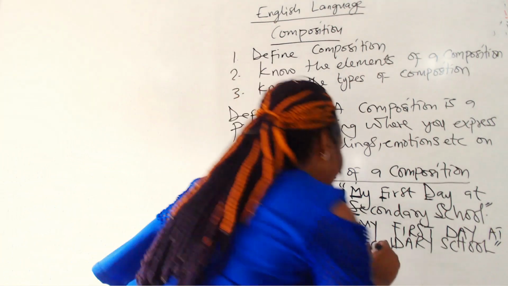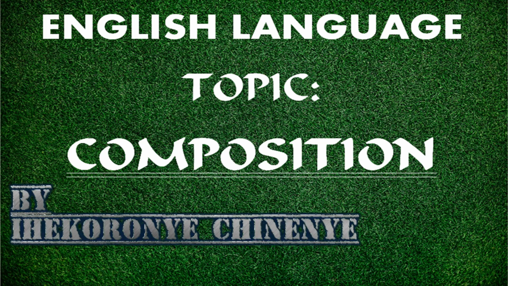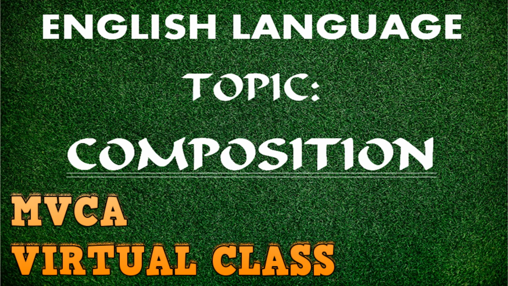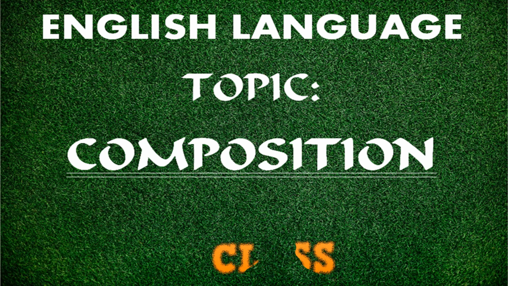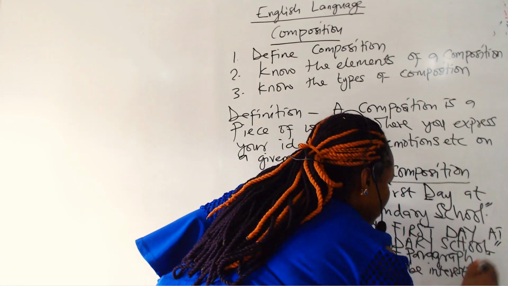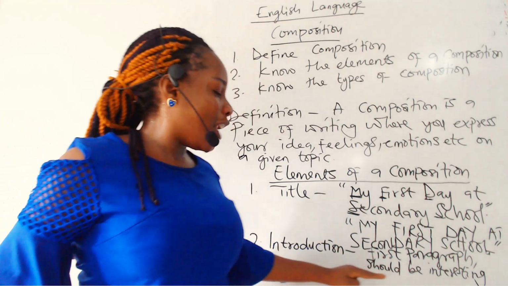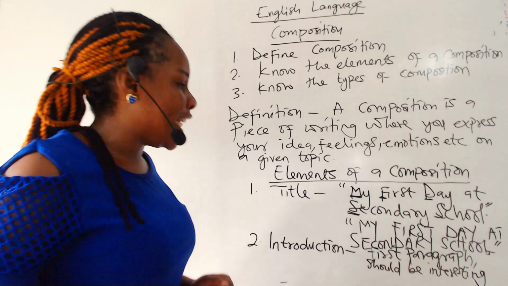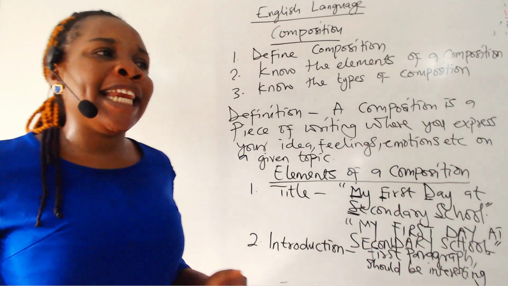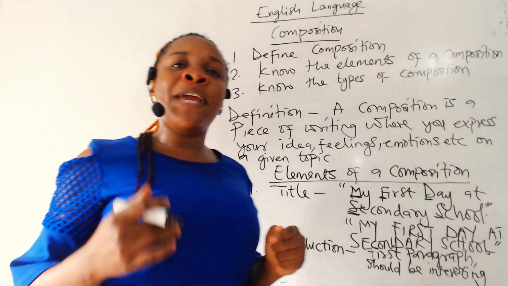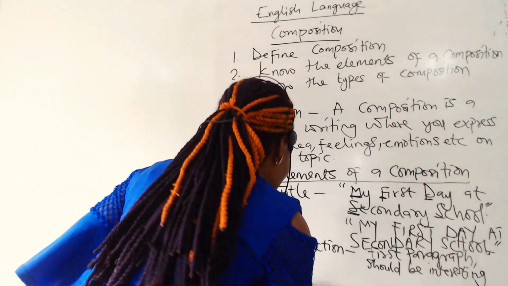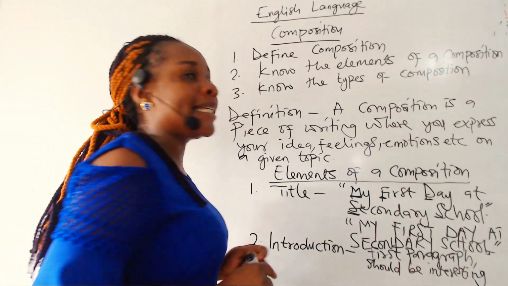All right. Let's write it here: first paragraph. It should be interesting, I said that. And also, it should be what? Interesting. And then, the first paragraph should be the introduction of what will be seen in your essay subsequently. All right. Now, let us take the third element of a composition.